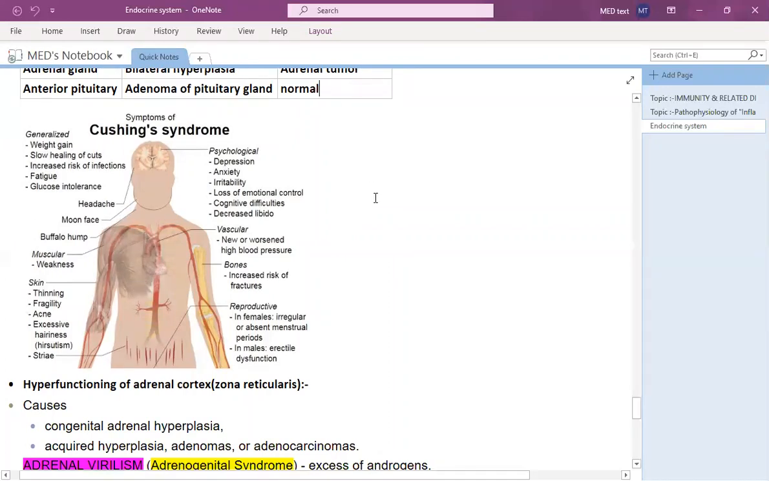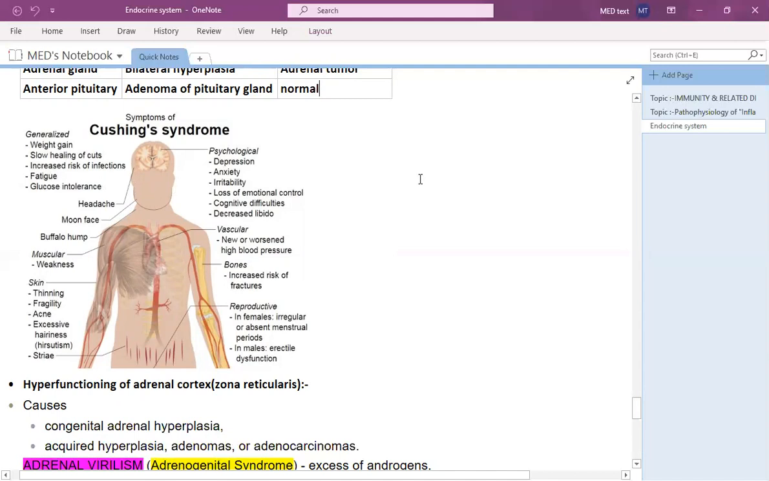Let us look at the symptoms of Cushing's syndrome. Cushing syndrome is mainly concerned with symptoms like buffalo hump, moon face, muscular weakness, skin thinning, and it can affect the bones, like increased fracture risk, and reproduction, with irregular menstruation in females and erectile dysfunction in males, and certain psychological conditions like depression, anxiety, and general conditions include weight gain, fatigue, glucose intolerance.